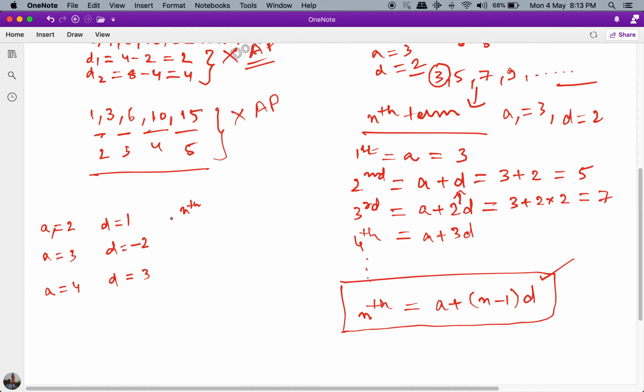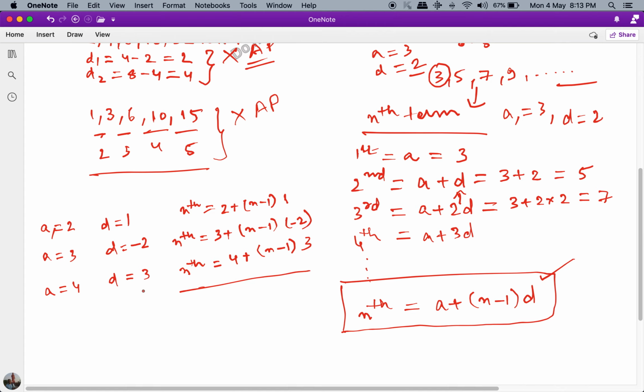Nth term will be A plus n minus 1 into D, which is equal to 2 plus n minus 1 into D, that is equal to 1. The nth term here will be equal to 3 plus n minus 1 into D, which is minus 2, and the nth term over here will be 4 plus n minus 1 into D, which is equal to 3. So it doesn't matter whether your A is positive or negative, it doesn't matter whether your D is positive or negative. The nth term of an AP is always A plus n minus 1 into D.